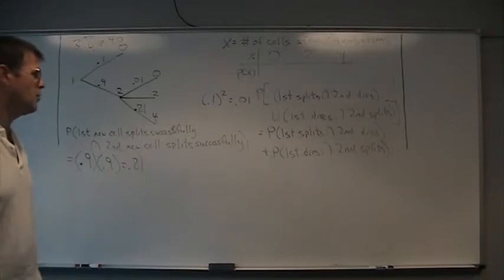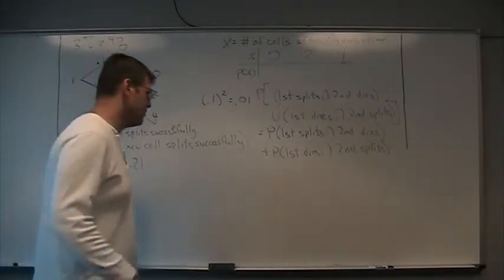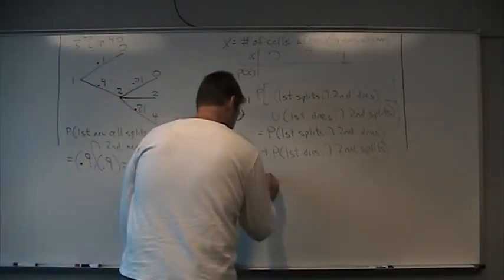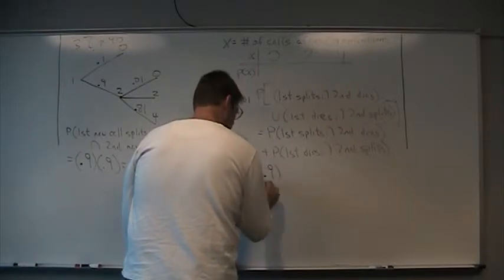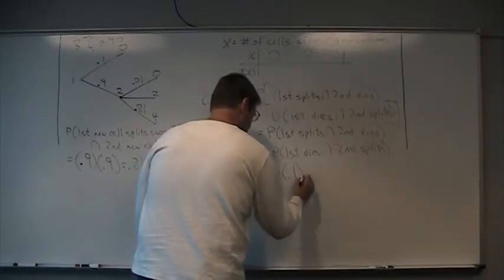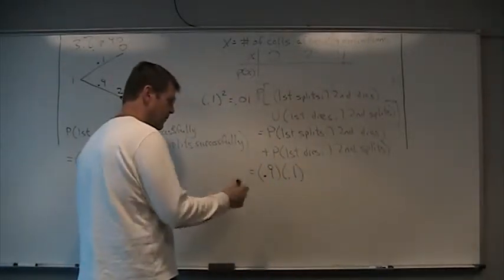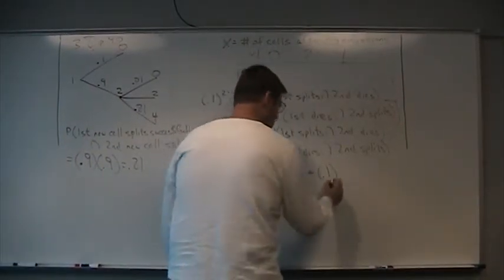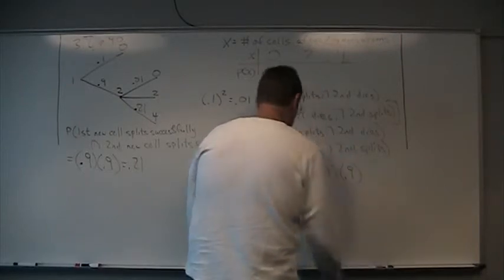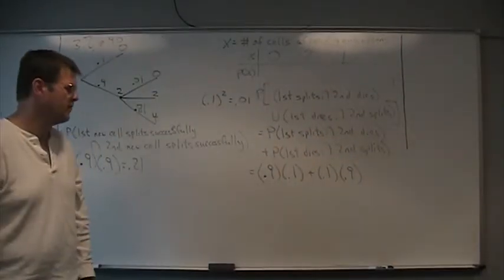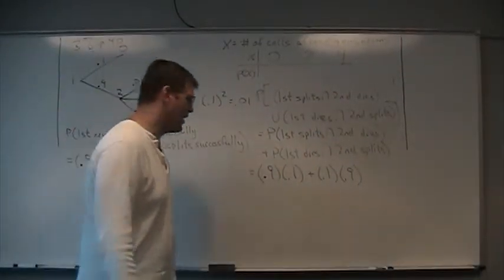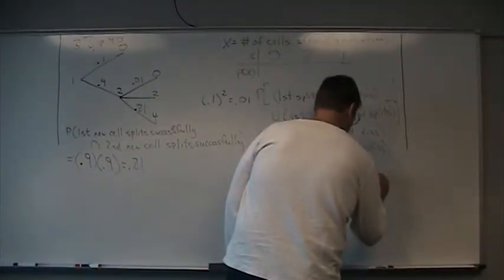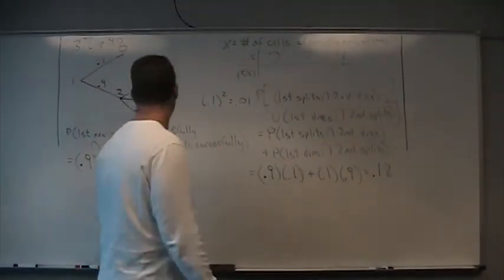So, the probability that the first one splits is 0.9. The probability that the second one dies is 0.1. In the second case, the probability that the first one dies is 0.1. The probability that the second one splits is 0.9. Each one of those is 0.09. So when we add them together, we get 0.18.